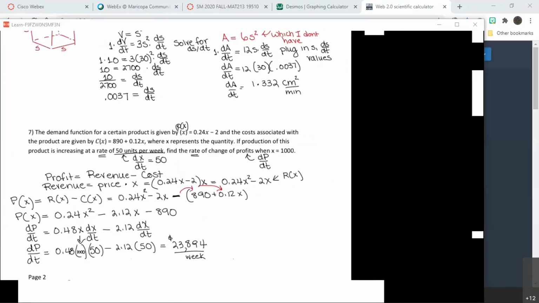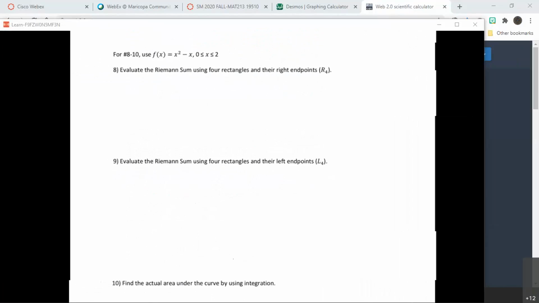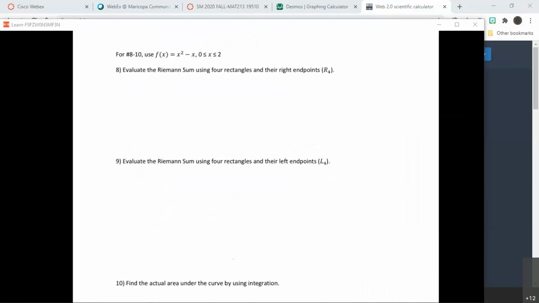Last one I want to show you is this one. These are Riemann sum problems where they want you to evaluate a Riemann sum. Remember what these are: approximations of a definite integral. So what I suggest you do with these problems is actually graph it. I gave you a Riemann sum calculator in the course, so technically you could even use that. But if you want to try it yourself, graph this with a graphing calculator.